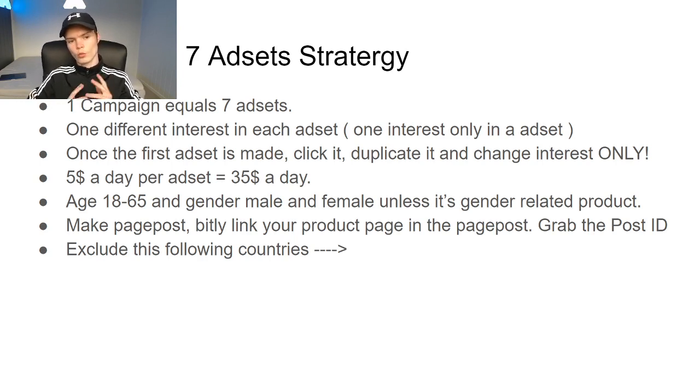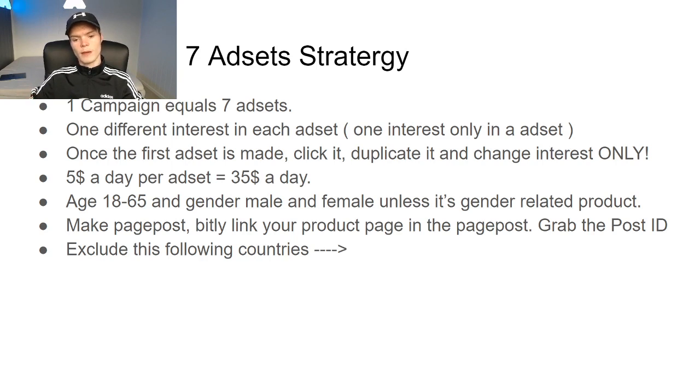Okay, so when you test, you do one campaign. I'm just gonna make this quick. I have a video on testing, I can link it down below if you really want. But when you are testing, it's a one campaign and 7 ad set strategy. You've probably heard of it before. You're gonna run one campaign that equals 7 ad sets, and in each ad set in that campaign, you're gonna have different interests. That means one interest only in each ad set, right?